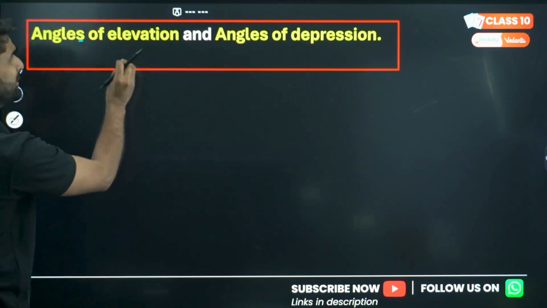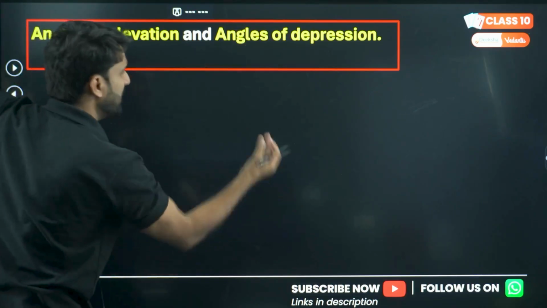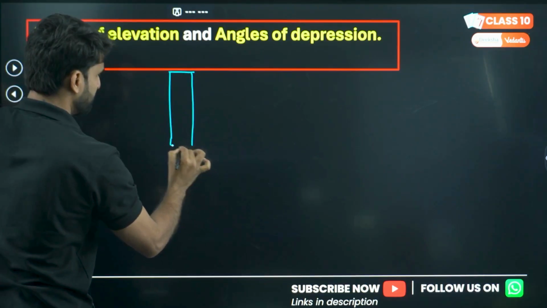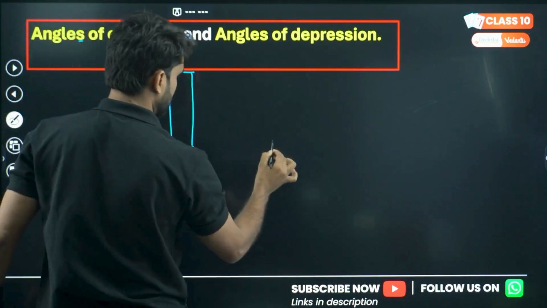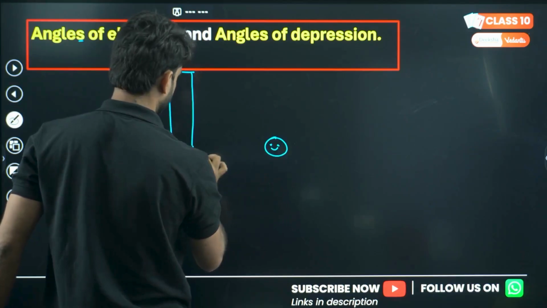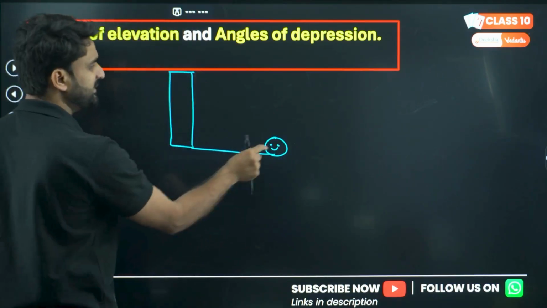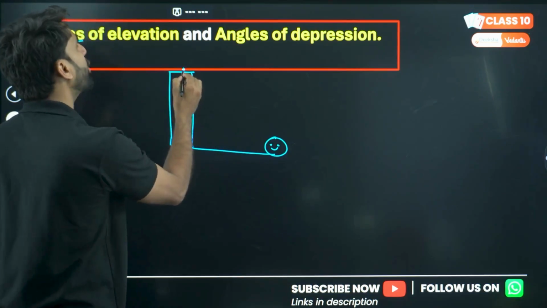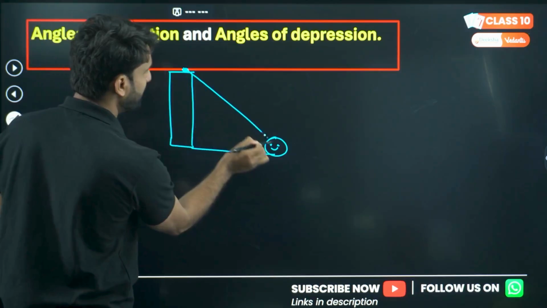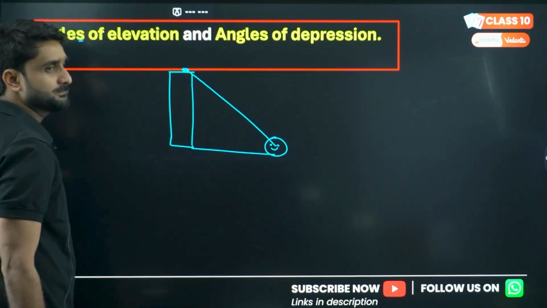For clear visualization of angle of elevation and angle of depression, let's have an example here. Let's say there is a tower, a building, and a boy is sitting here in a park. There is a park here, and this is a building. Now this boy is looking at the top of the building.